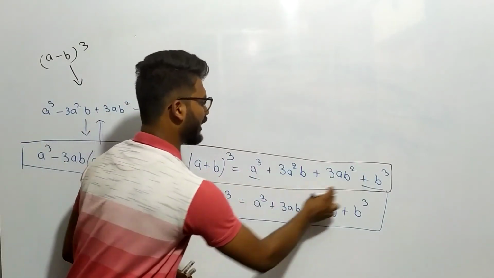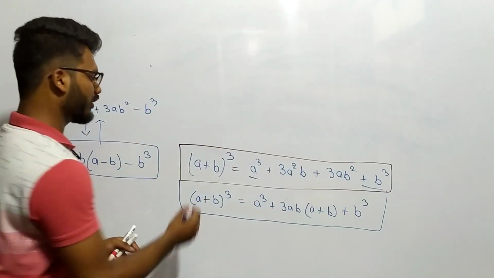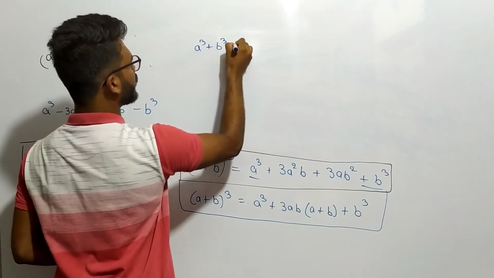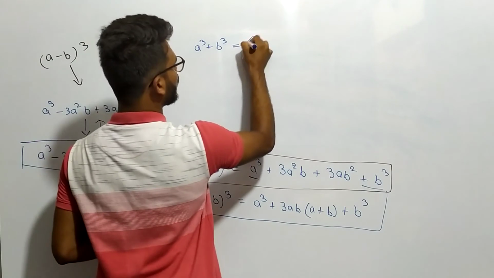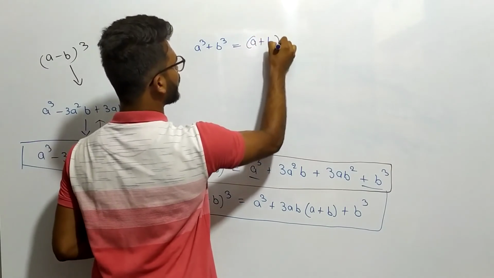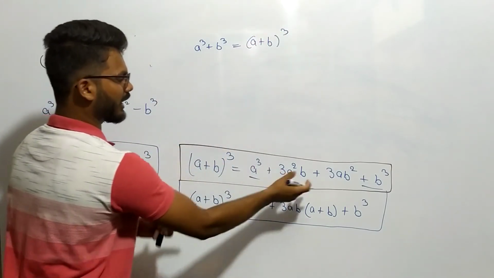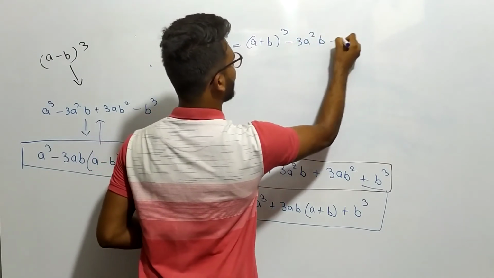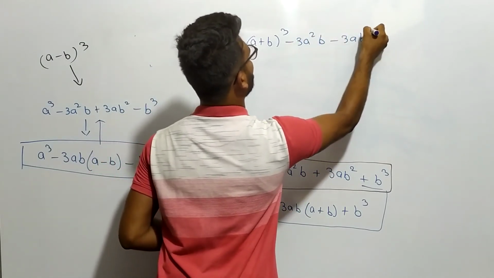We have to send the remaining to this side, right? So what will we get? a cube plus b cube will be equal to (a plus b) whole cube, which will remain on this side, and the remaining minus 3a square b minus 3ab square.